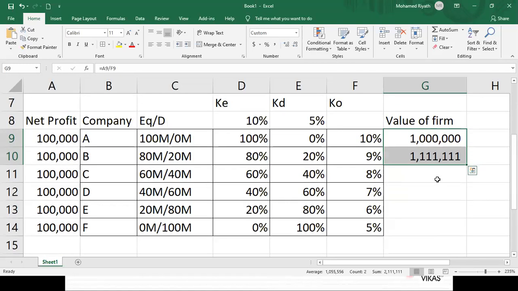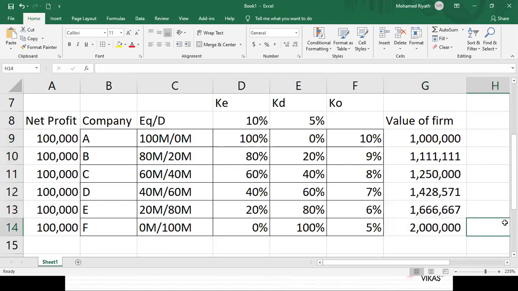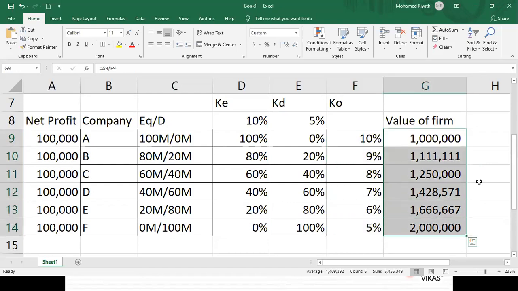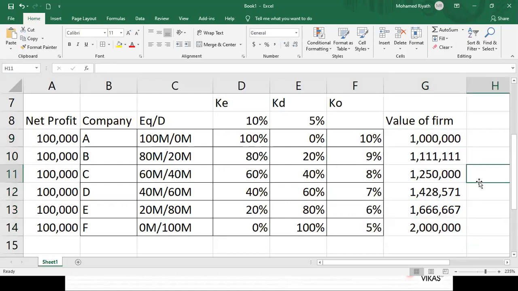It has increased, right? So what do you observe? When overall cost of capital reduces, what happens to value of the firm? What do you observe? Increases. Value of the firm increases.